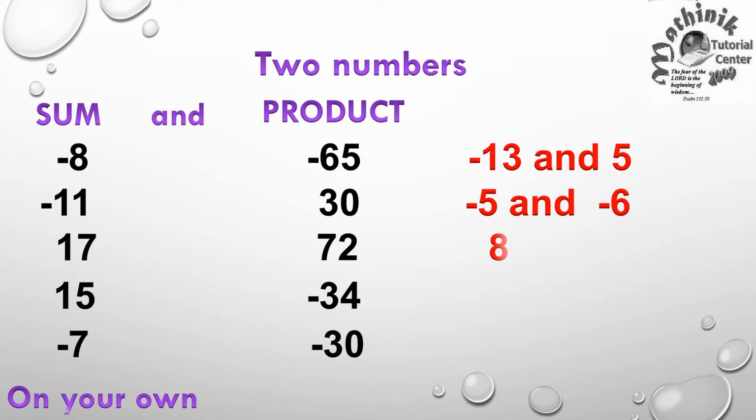So what are the two numbers? You have 8 and 9. Let's proceed to the next. What are the two numbers given their sum is 15 and their product is negative 34? Go.